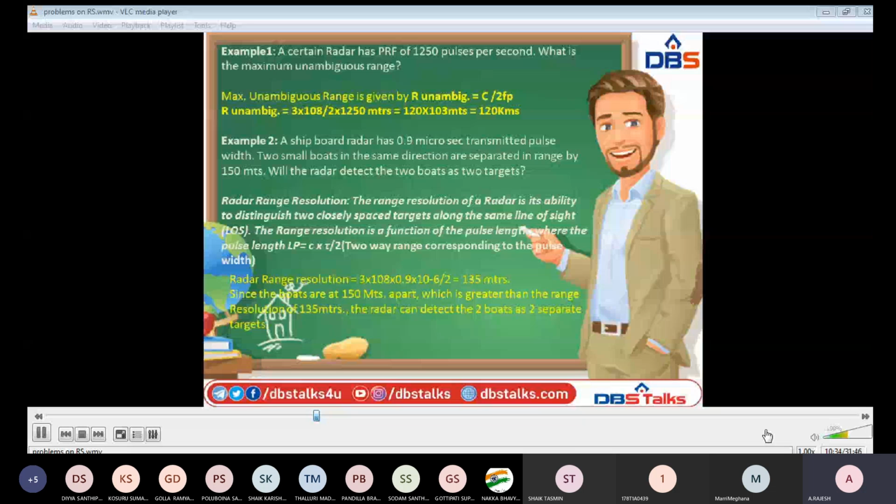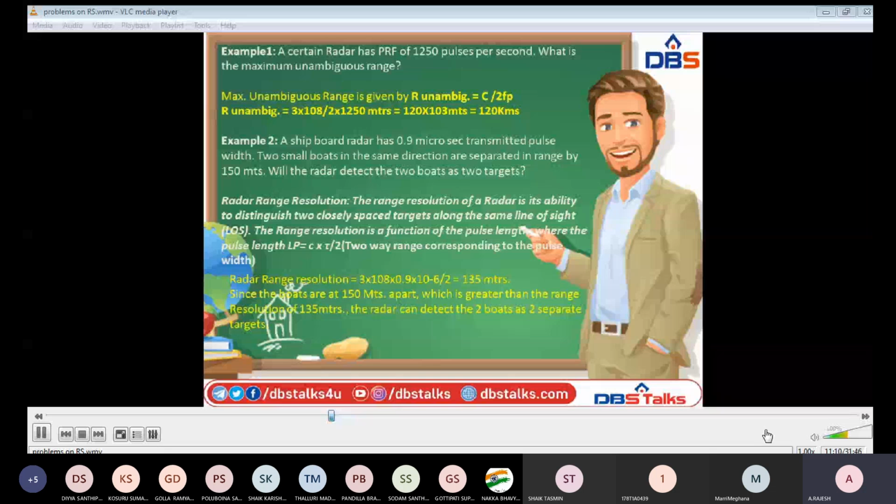For finding that, the radar range resolution is equal to C into tau by 2. They have given the transmitted pulse width, and C is 3 into 10 to the power of 8. So that is 3 into 10 to the power of 8 into 0.9 into 10 to the power of minus 6 by 2, which equals 135 meters.